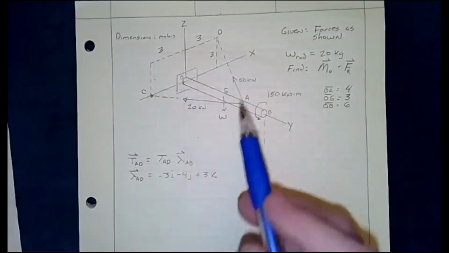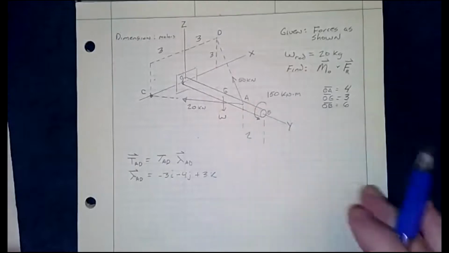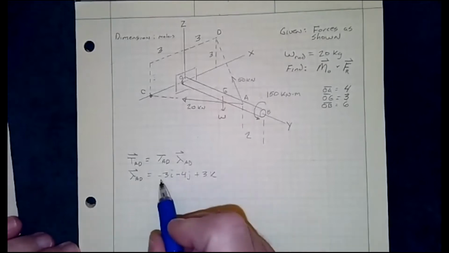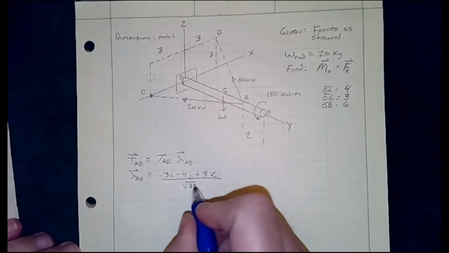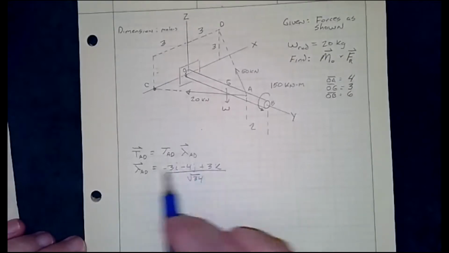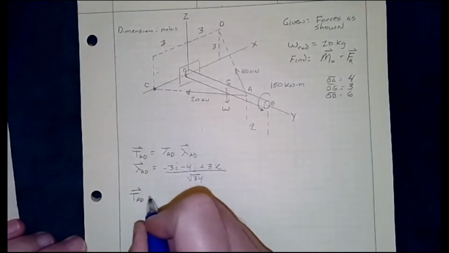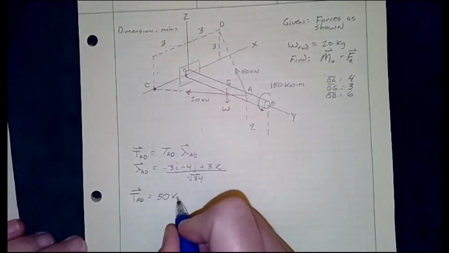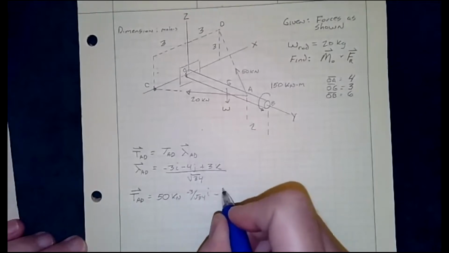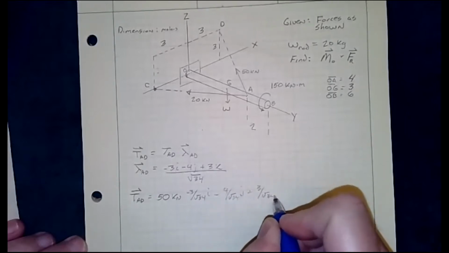That may seem really simple, but I saw a surprising number of issues with directions from different people on the test. So pay attention and make sure it's clear. So you have that, and we'll go ahead and get our denominator, which I'm just going to put as root 34. That's the magnitude of those components. Then I'll multiply that through by 50. So TAD is going to be equal to 50 kilonewtons times -3 over root 34 I minus 4 over root 34 J plus 3 over root 34 K.